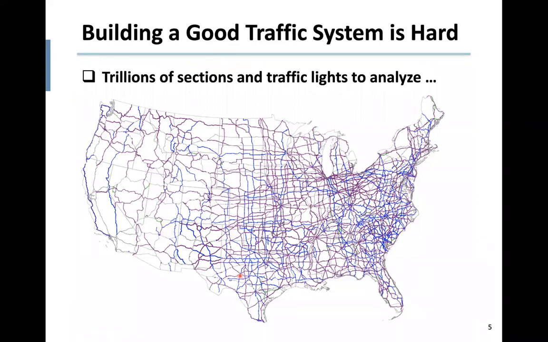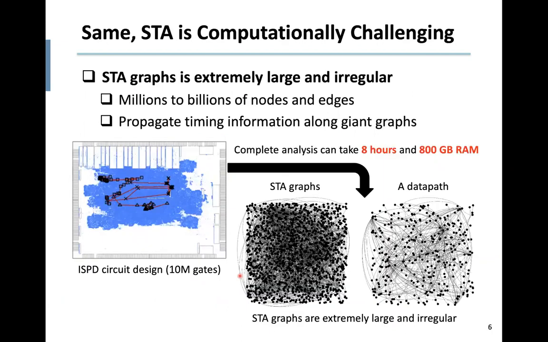Building a good traffic system is very complex and very challenging. Imagine how many roads we have in the US and how many traffic lights we end up with. We want to make sure every car can follow the rules. Same for STA, static timing analysis. It's very computationally challenging. A primary cause is the large circuit graph size. Today's circuits are very large and very complex. We have millions of gates or even billions of nodes and edges in the circuit network, and we need to propagate and compute timing along this giant circuit graph.